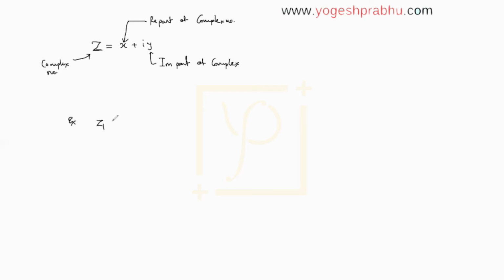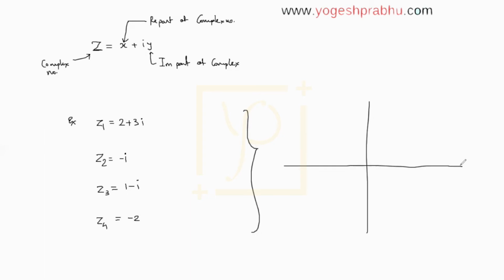Let's say Z1, my first complex number, is 2 plus 3i, Z2, the second complex number, is minus i, Z3, the third complex number, is 1 minus i, and Z4, the fourth complex number, is minus 2. With all these examples, you can easily plot complex numbers on a 2D plane, which is also called the complex plane. The horizontal line is the number line that we already know from school. This is the real number line, and the vertical line is the imaginary number line.